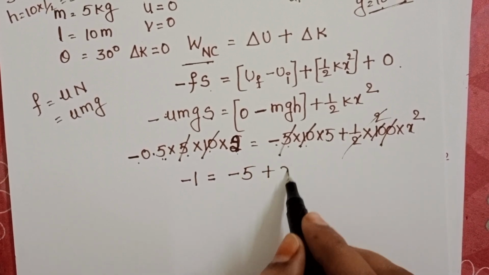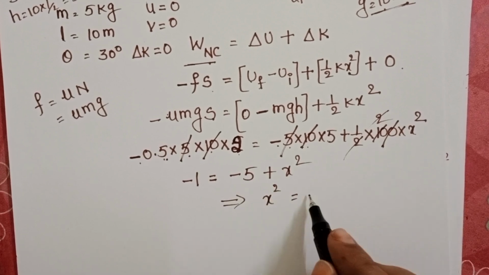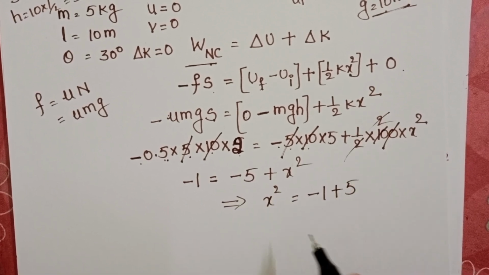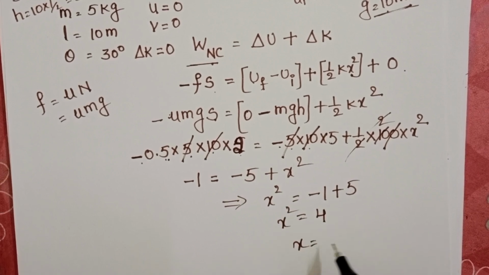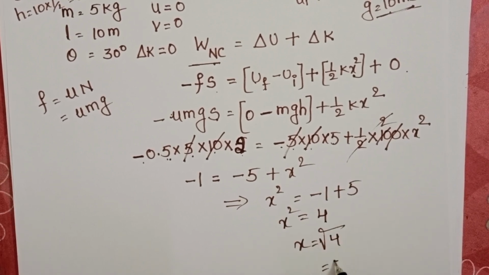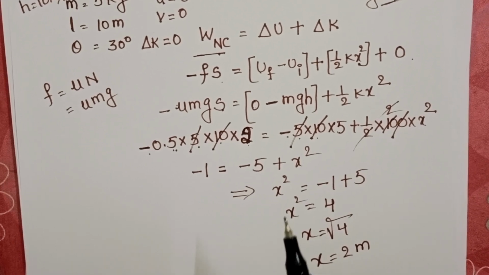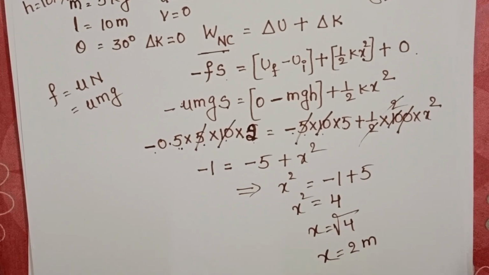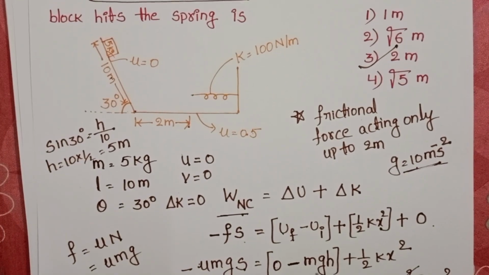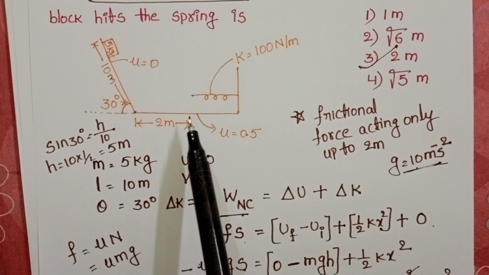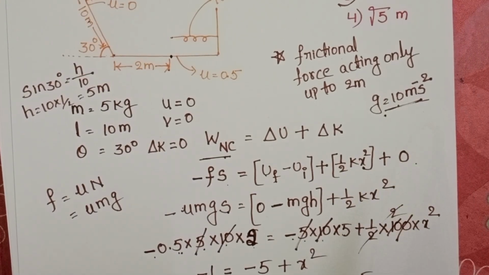Here x square. From this, x square is equal to minus 1 plus 5. Minus 1 plus 5 equals 4. Then x equals square root of 4, that is equal to 2 meters. The maximum compression of the spring is equal to 2 meters. Third option is correct. So you should remember two assumptions in this question. Frictional force is acting only up to this 2 meters distance and g value is 10 meter per second square.